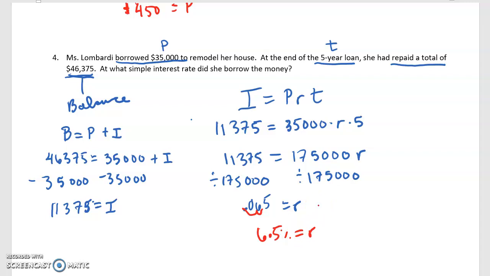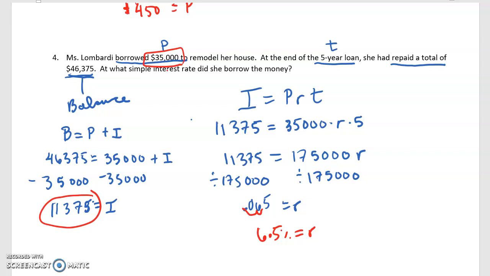So also, I just want to look at this really quickly. This interest rate, 6.5%, is pretty high. The loan was only for 5 years, so that's a pretty short amount of time. But I want us to look at, so Miss Lombardi borrowed $35,000 to remodel, which is a lot of money, and she ends up paying $11,000 in interest. So think about that. She only needed $35,000, but she had to pay back $46,000.